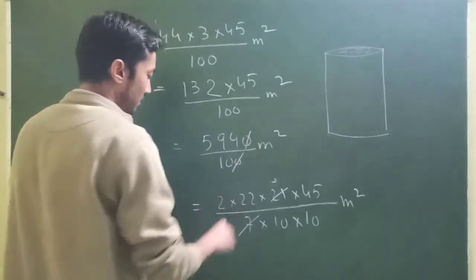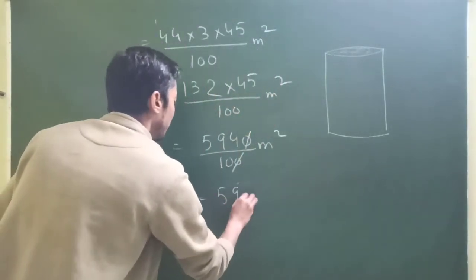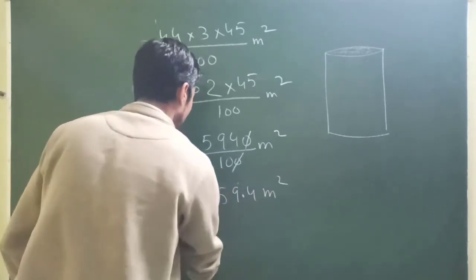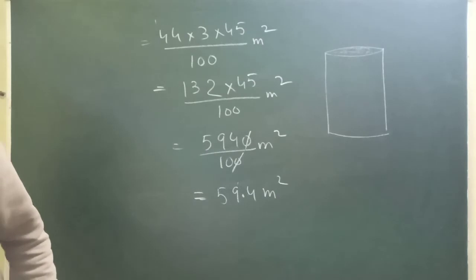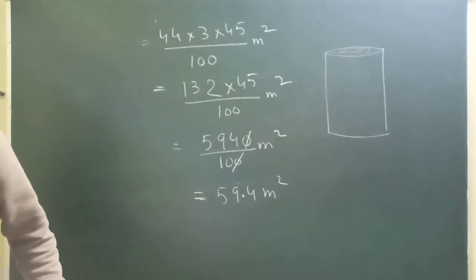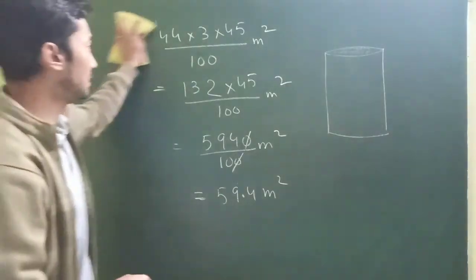So we can remove the 100 here, and we will have 59.4 meter square. So that's the lateral surface area of the closed cylindrical petrol storage tank. Okay, I guess that's done.